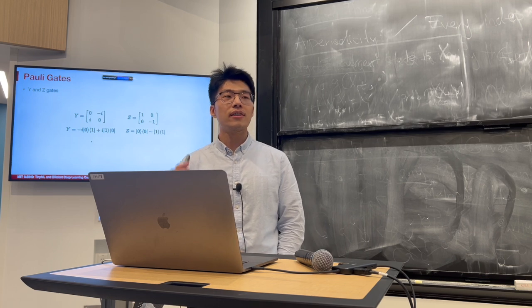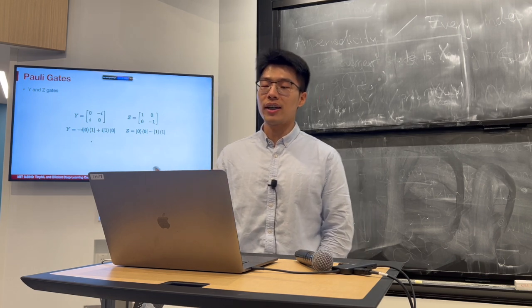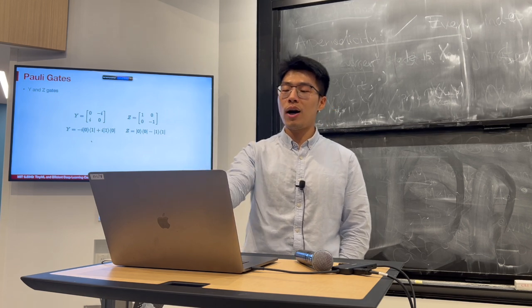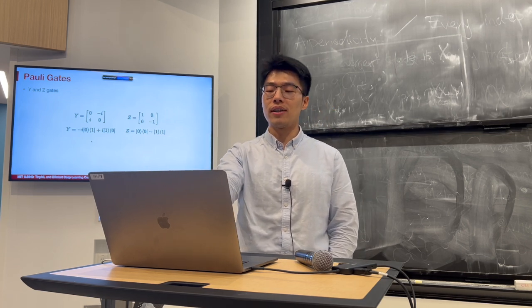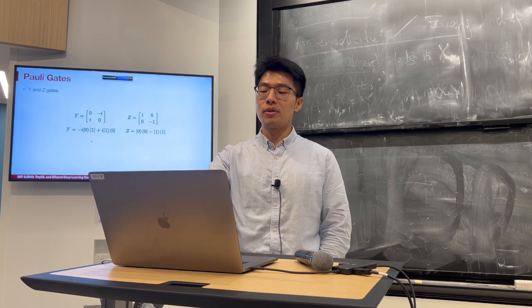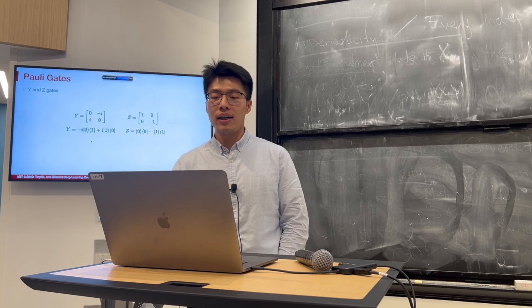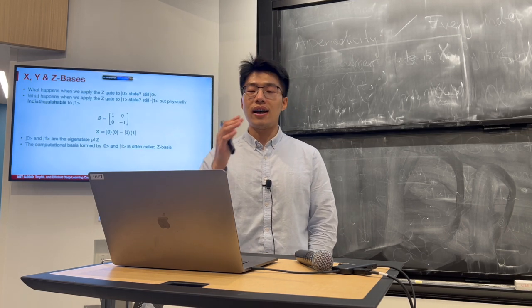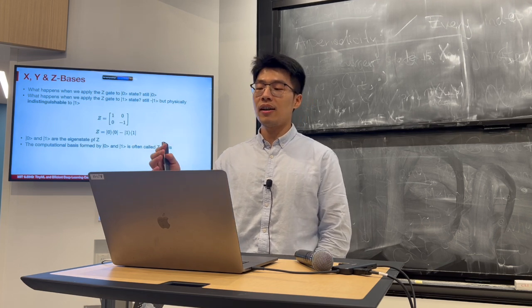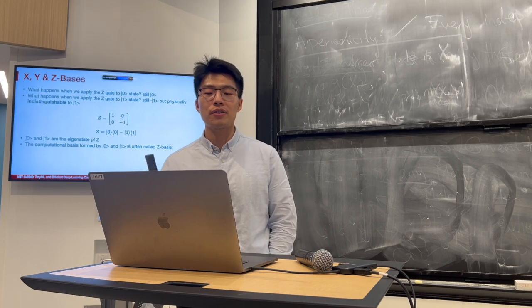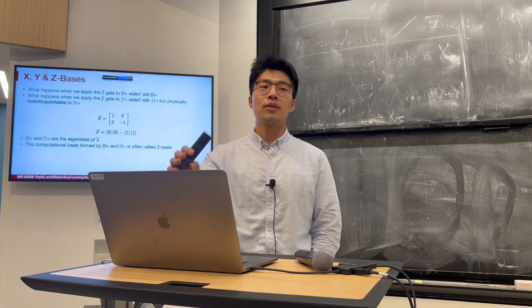Besides this NOT gate, there are also other Pauli gates, for example the Y gate and the Z gate. The Y gate is in the form of 0, minus i, i, 0, and the Z gate is 1, 0, 0, minus 1. So basically, when we have these different basis gates, the X gate, the Y gate and the Z gate, we can look at what happens when we apply those gates to different states.